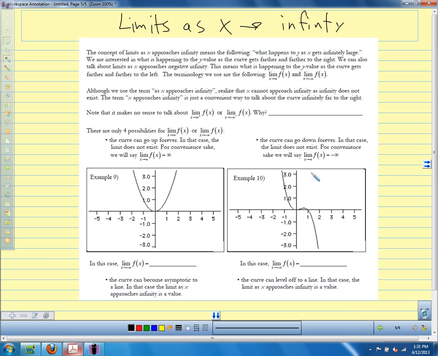What's the end behavior? Now we have a question in the middle here. It says, it doesn't make any sense to talk about the limit as we approach infinity from the left or from the right. Why wouldn't it make any sense to talk about approaching infinity from the left and the right?